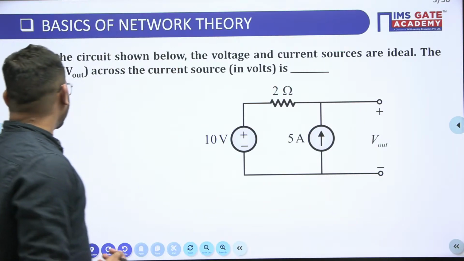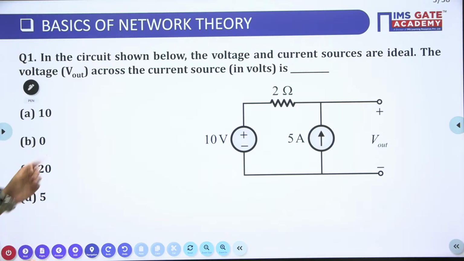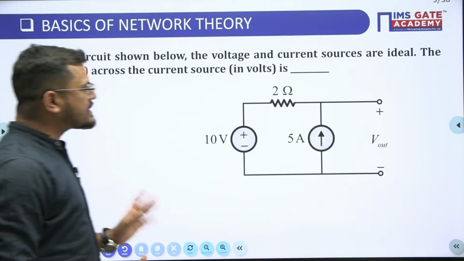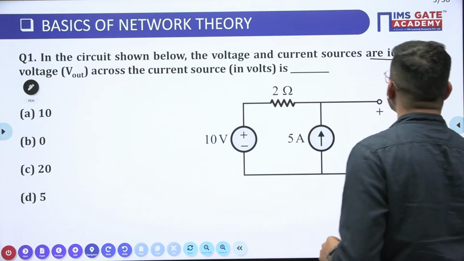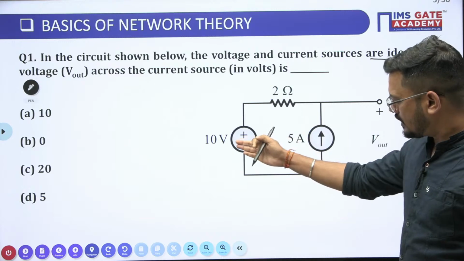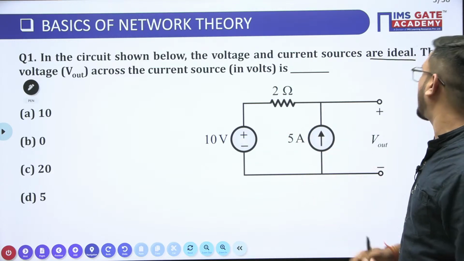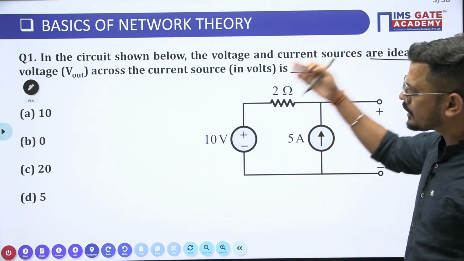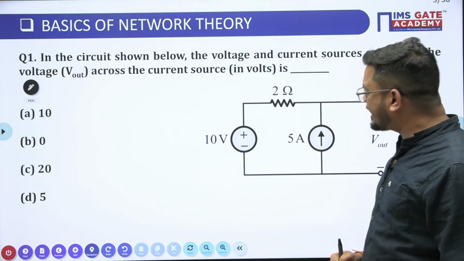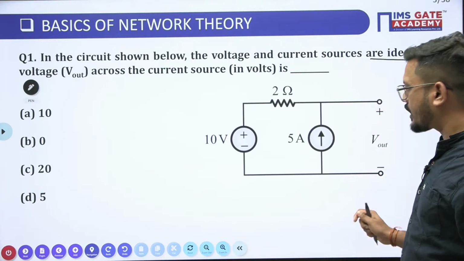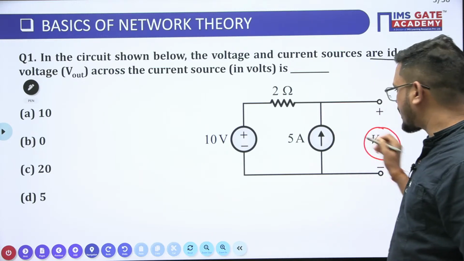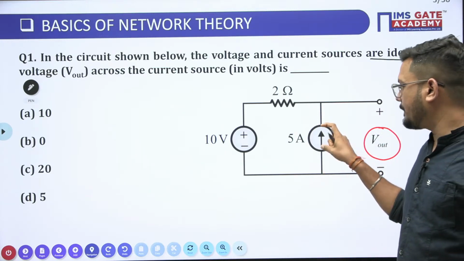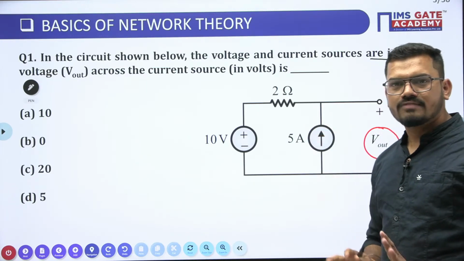What we have to find here, just see the question please. It is given that in the circuit shown below, the voltage and current source are ideal. So this voltage source and this current source are ideal. Now we have to calculate the voltage V out across the current source, in volts. So we just have to calculate the voltage across this 5 ampere current source. This is a very easy question.